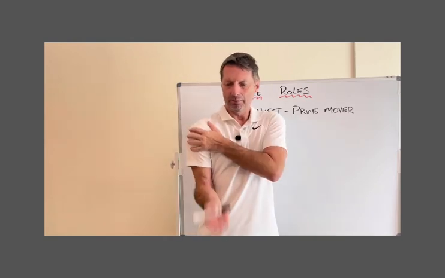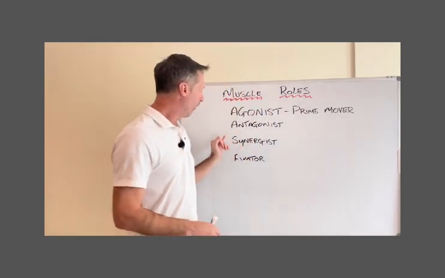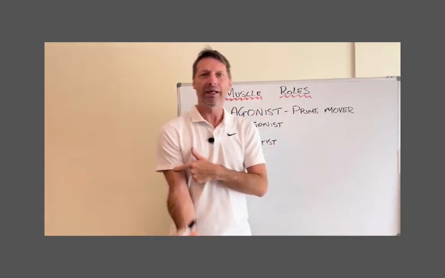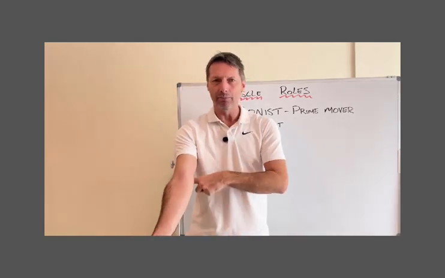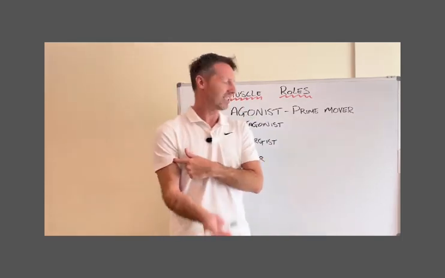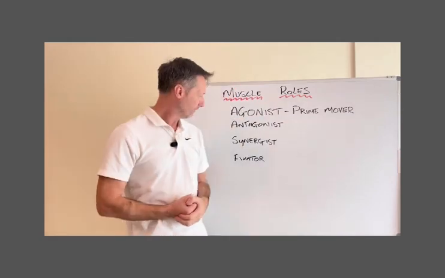Given that stability in the shoulder, the glenohumeral joint, on elbow flexion, the agonist will be the bicep brachii. The antagonist is the tricep muscle group. The synergist will be the bicep brachialis. And the fixator is the deltoid muscles.